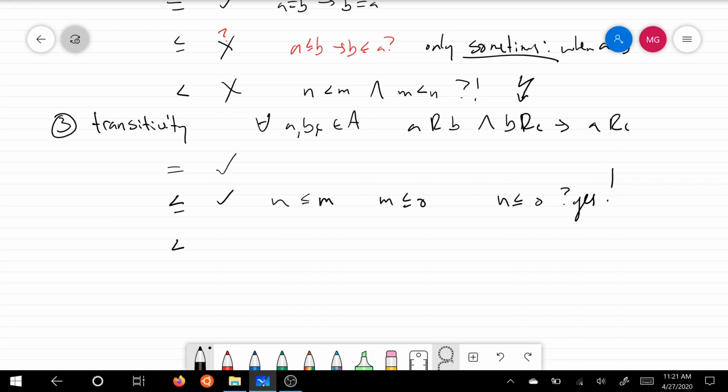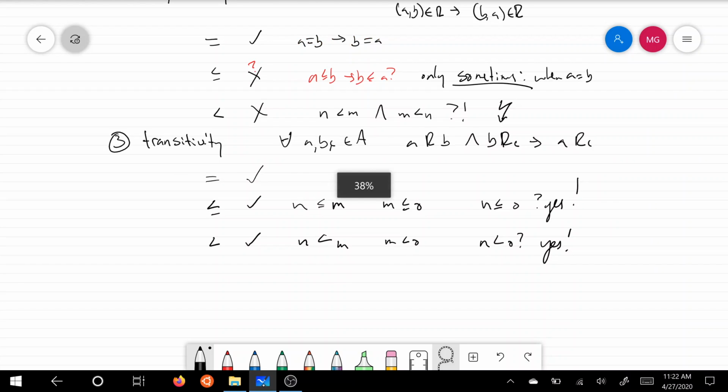Okay, what about less than? Well, if n is less than m and m is less than o, does that mean that n is strictly less than o? Yes, absolutely. In fact, you can get this using the same lemma based on how we define things in Coq, but it's also just generally true.